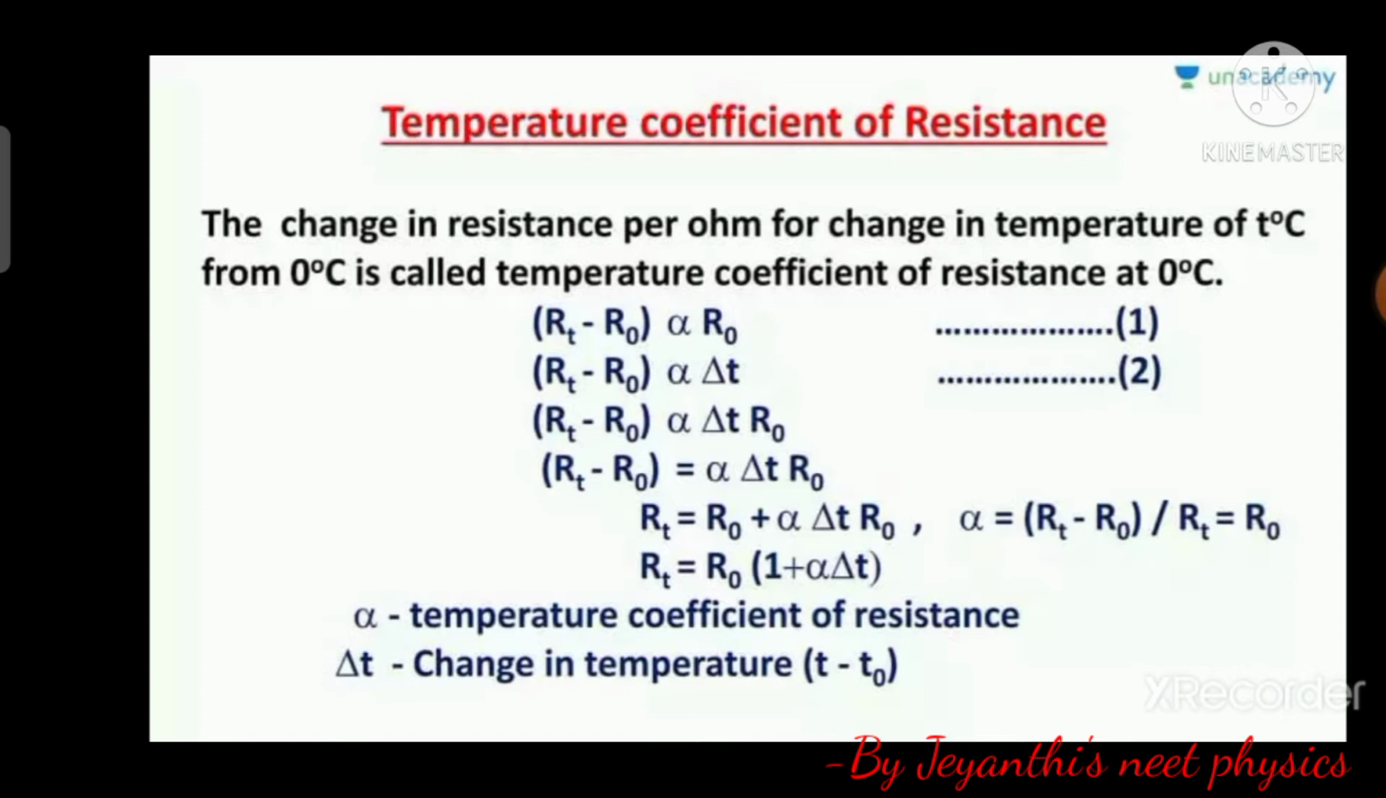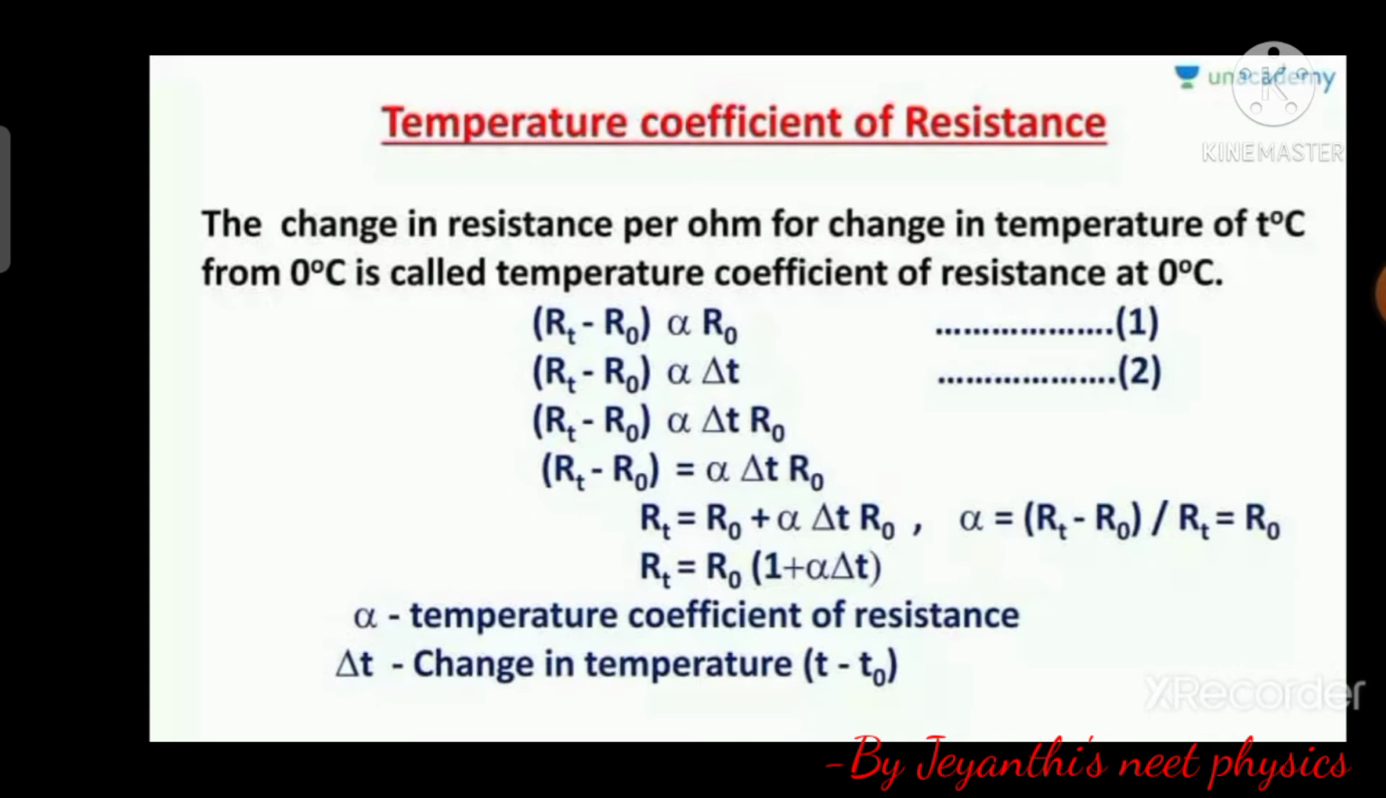The equation is RT is equal to R naught into 1 plus alpha delta T. So the equation is derived on the basis of the difference between RT and R naught. RT means the resistance of a material at a particular temperature. R naught means the resistance of a material at 0 degrees Celsius. So finally we derived an equation RT is equal to R naught into 1 plus alpha delta T.